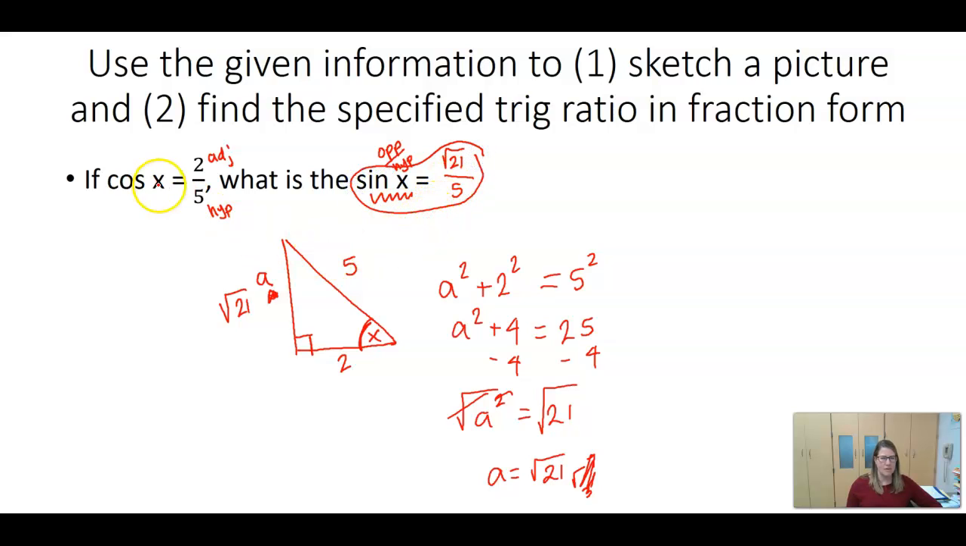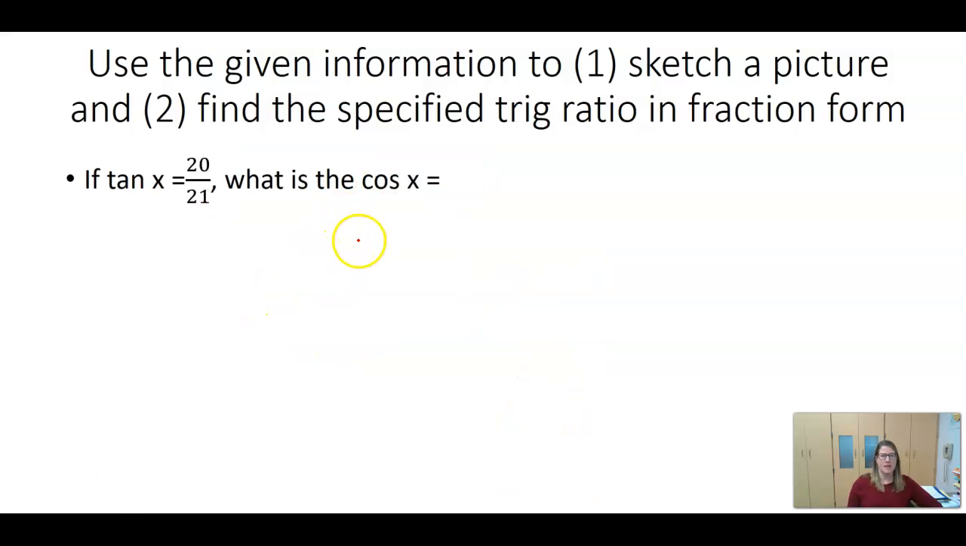So I'm going to use the one that's given to me. I'm going to find that third side, and then I'm going to find the other trig ratio. Okay. So let's try another one. I want to use the given information again to sketch a picture, not a graph. So here's a right triangle. Again, you get to choose which corner is x.